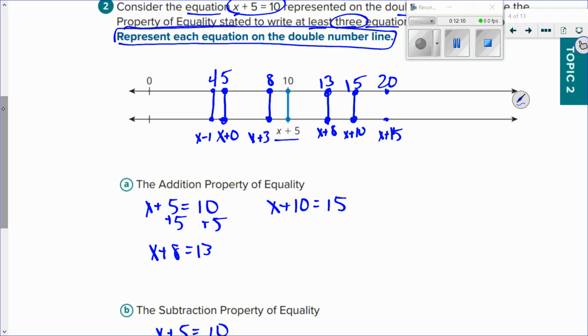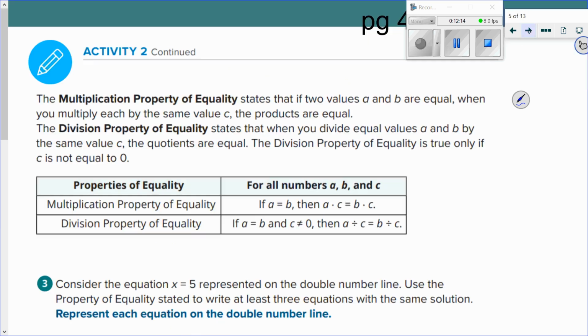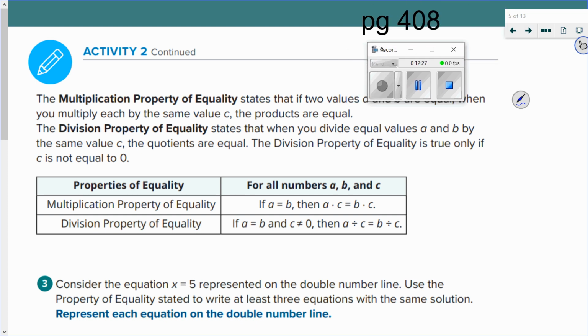You will be using this property of equality all the way through Algebra 2. So all the way through your 11th grade math. What we're teaching you today is going to be applicable. Okay, let's go ahead and go to the next page. Pull out your highlighters again. We're on 408.